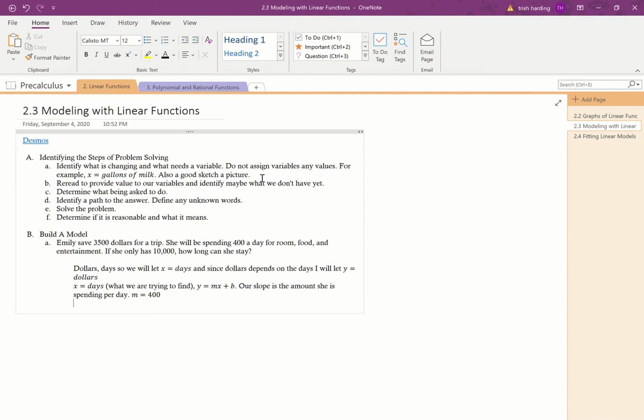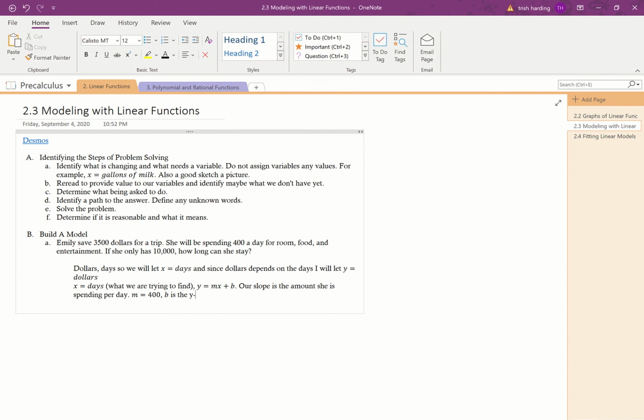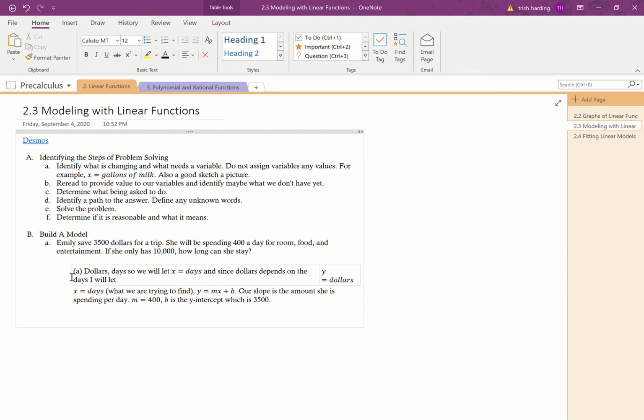Okay, so now we need to identify our B. B is the y-intercept, which is how much she is set to spend outright. So even if she stays for 0 days, she goes on the trip and comes home, she had to spend $3,500 for airfare. I'm going to go through and label these.